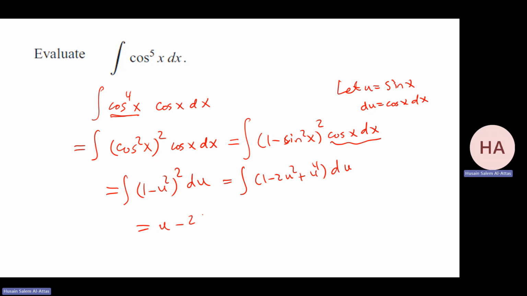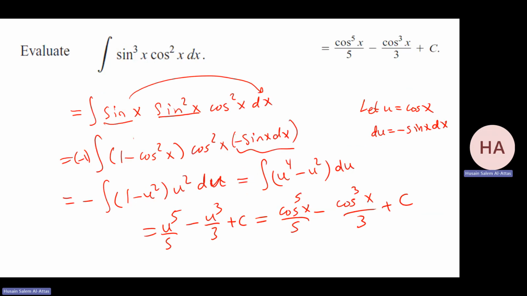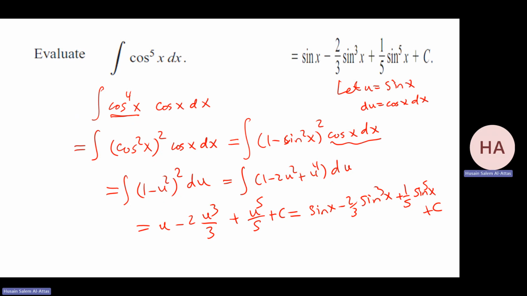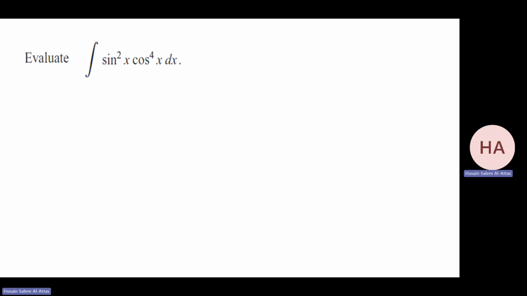Integrate. That will be u minus 2u cubed over 3 plus u to the power 5 over 5 plus c. And that is sine x minus 2 over 3 sine cubed x plus 1 over 5 sine to the power 5 x plus c. And that will be the answer.